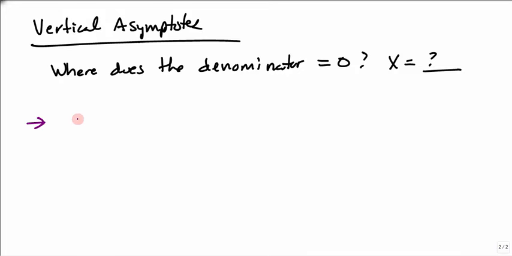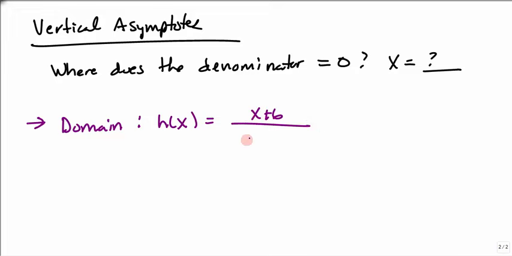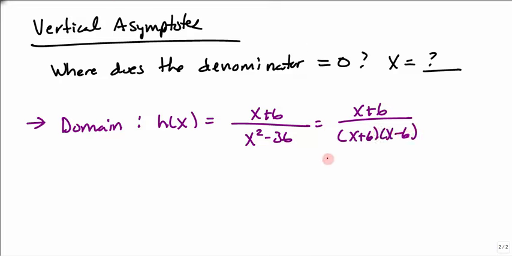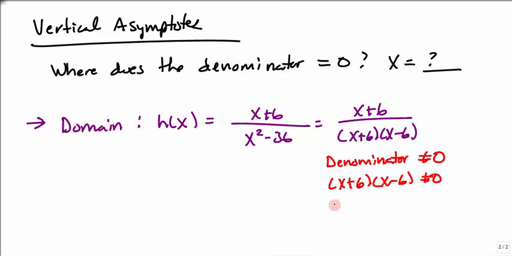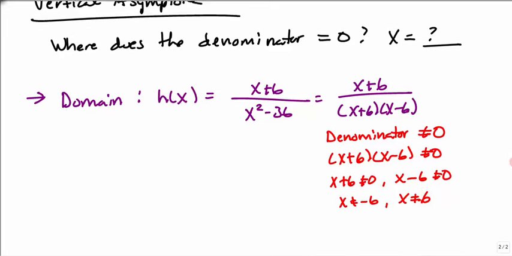Let's go ahead and look at, first of all, the domain for this function. So for the domain of this function, let's call the function h of x equals x plus 6 over x squared minus 36. So remember the domain. I factor first, and then I find my restrictions. The denominator cannot equal 0. So that's x plus 6 times x minus 6 cannot equal 0. Now when I solve for each of these, here I get x cannot equal negative 6. Here I get x cannot equal 6. So the domain is x cannot equal plus or minus 6.